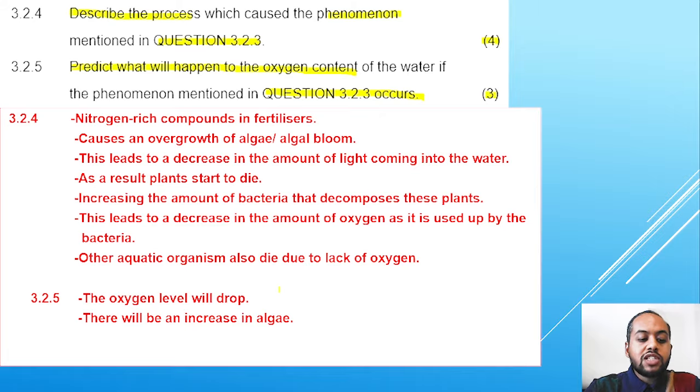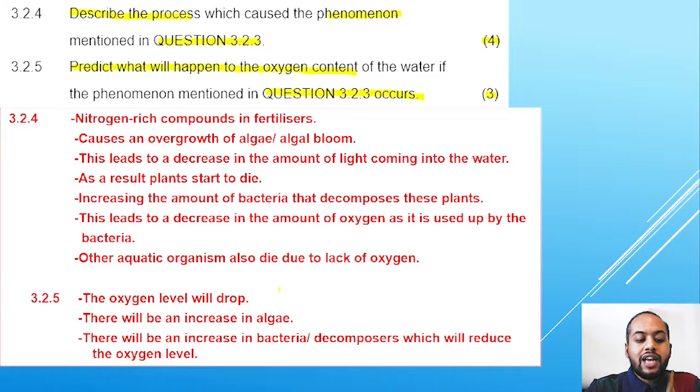So the oxygen levels will drop and there will be an increase in algae. And there will be an increase in the bacteria as well, and the decomposers will reduce the oxygen level. And the bacteria will start feeding on the oxygen, and therefore the oxygen level is going to start dropping and it's going to be reduced. That's for 3.2.5, 3 points for 3 marks.